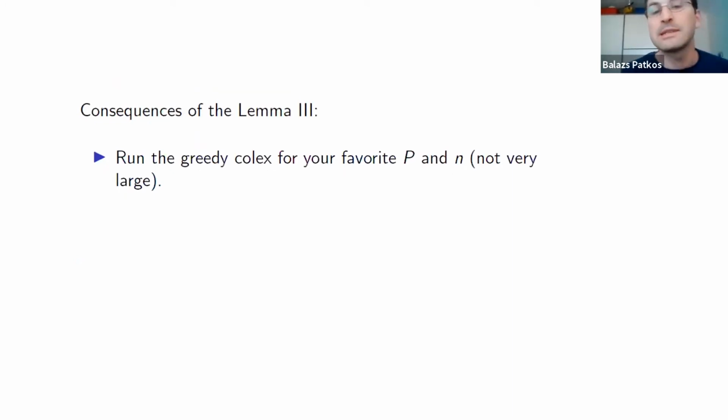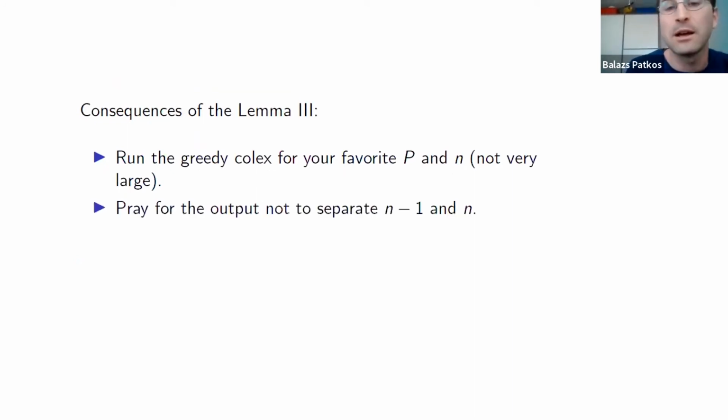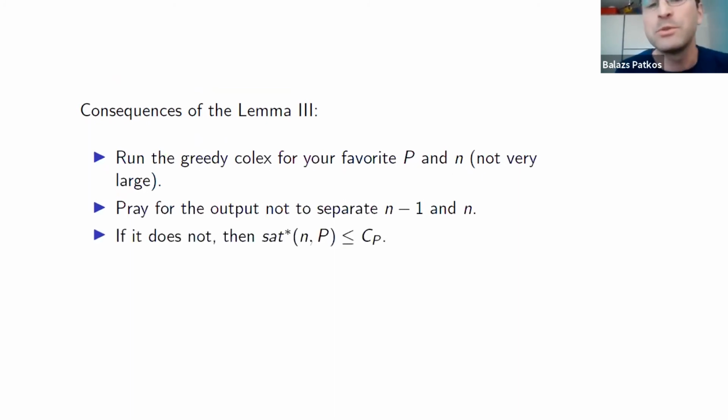Another consequence is that if you want to prove that the induced saturation number is bounded by a constant, then you can just run the greedy Codex algorithm, but if you prefer, it's up to you. Whatever way you can get, if you have a saturating family that doesn't separate two elements, then you are done by that lemma. Then you prove that for that poset, the induced saturation function is bounded by a constant. But of course, if you cannot, or if your favorite algorithm, like mine, the greedy Codex algorithm, doesn't give this, then it's bad luck. Then you didn't prove anything.